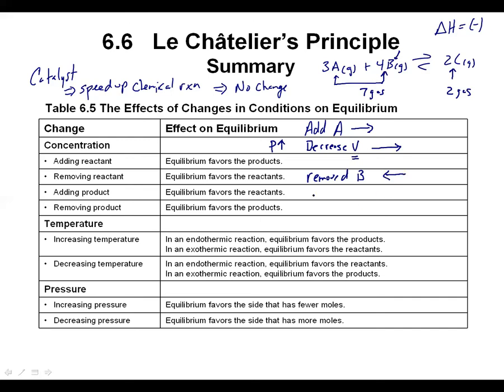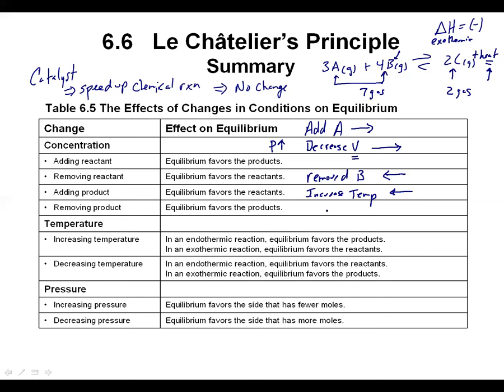If I increase the temperature, in this case, the delta H is negative, which means it's exothermic, which means heat would be on the product side. And when I increase the temperature, it works like concentration. So we're increasing the product side, which is the right-hand side, so it should shift away, should go to the left.